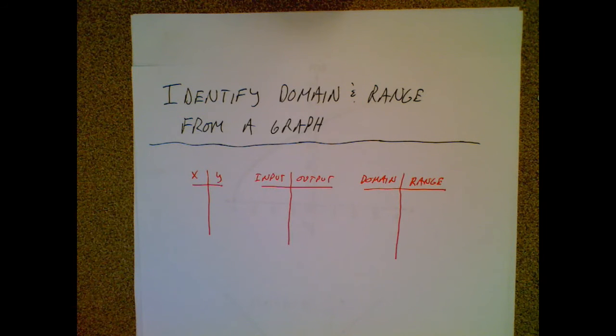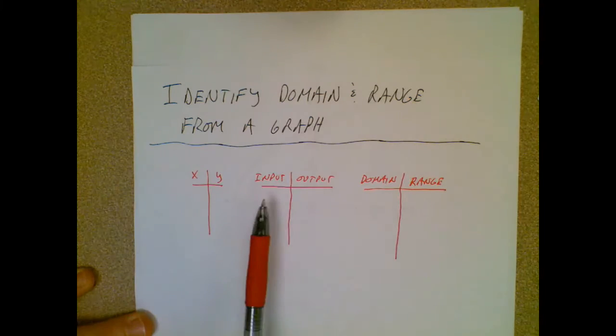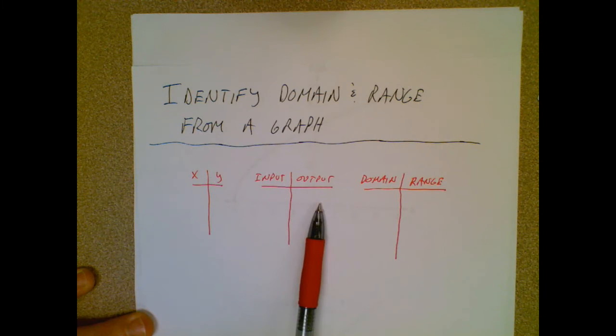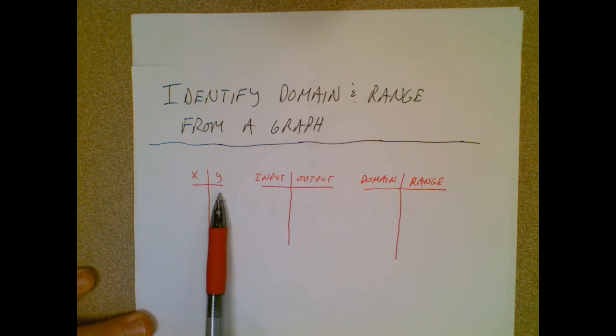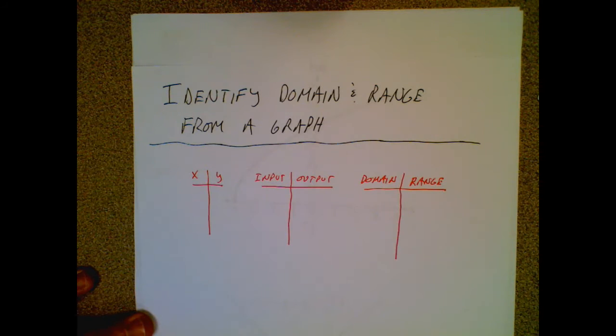Hi, we're going to take a look at identifying domain and range from a graph. As you know, because we've been talking about this a ton, anytime we're thinking of domain and range, we're really thinking about input and output, or an x value being input, a y value being output. We're going to take a look at this from the point of view of graphs.